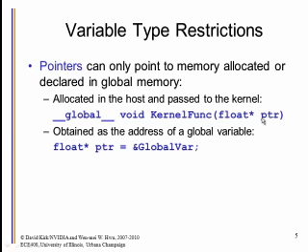For example, we use this, right? This pointer, that's global. So global memory is allocated in the host and then passed to the kernel. Okay, so it's a pointer. Okay, you can obtain the address of a global variable like this. The global variable float, then you can get the pointer to that.